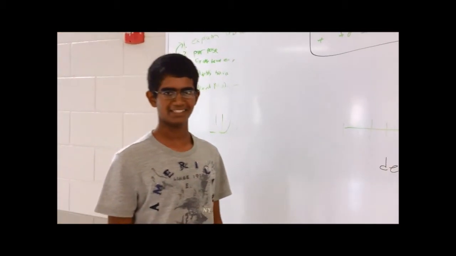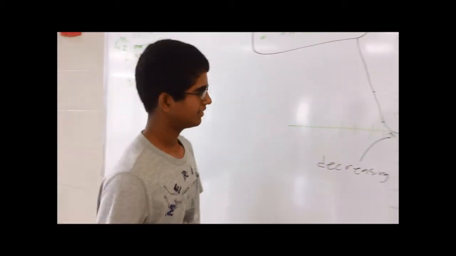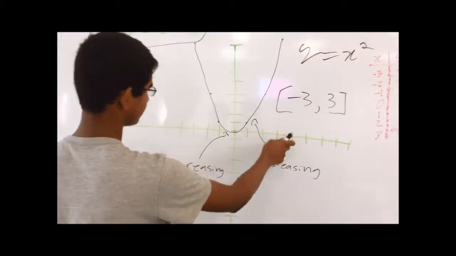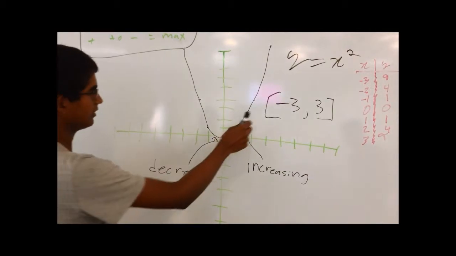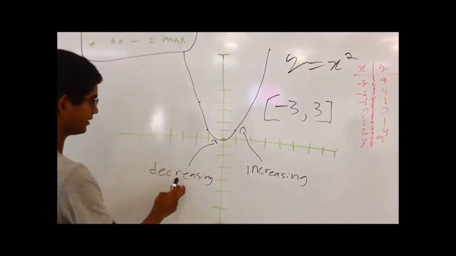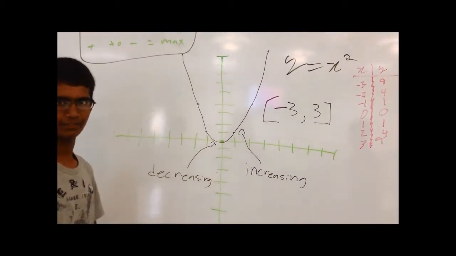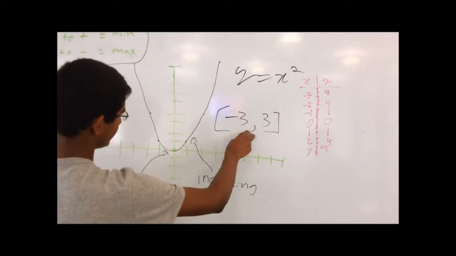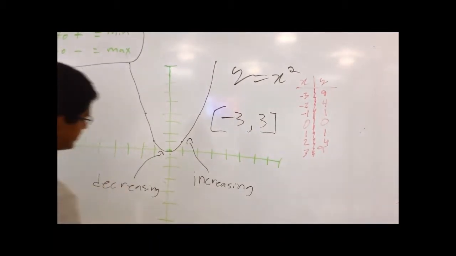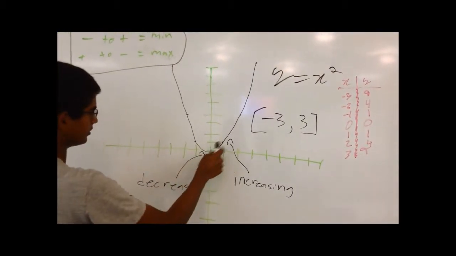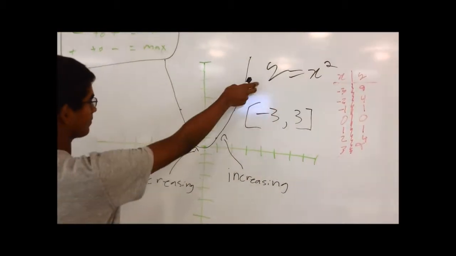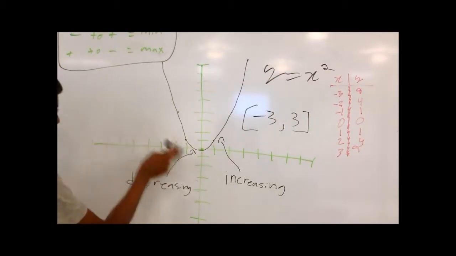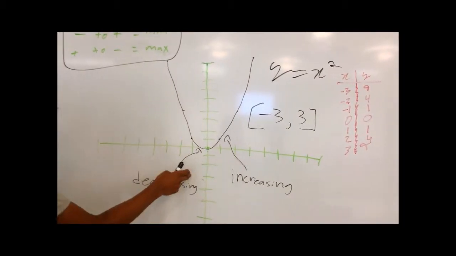Increasing and decreasing functions in the first derivative test. A function is increasing if the y value is increasing along the interval, and it's decreasing if the y value is decreasing along the interval. If you consider the graph y equals x squared from the interval -3 to 3, you can see that the function is increasing from 0 to 3 because the y value is increasing, and decreasing from -3 to 0 because the y values are decreasing.